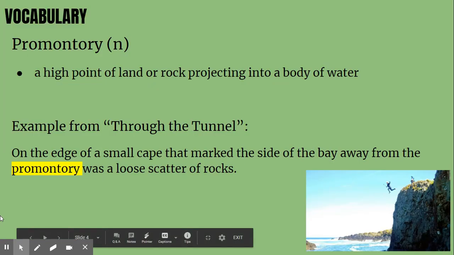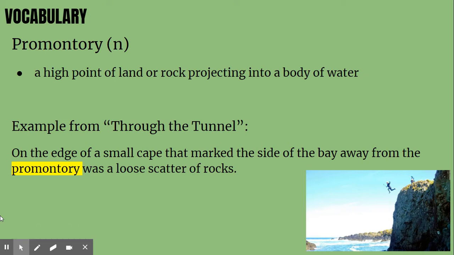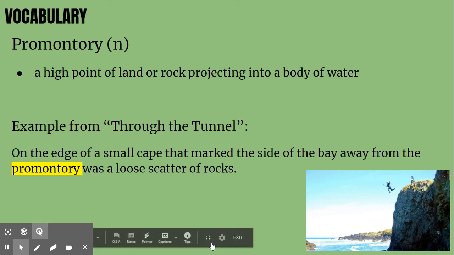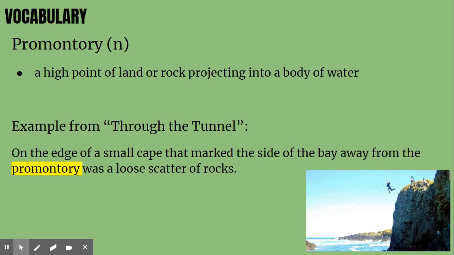So you're going to continue reading Through the Tunnel, and a word that you're going to encounter is promontory, which is a high point of land or rock projected into a body of water, such as here on the side. This is a promontory. Example from Through the Tunnel: on the edge of a small cape that marked the side of the bay away from the promontory was a loose scatter of rocks.